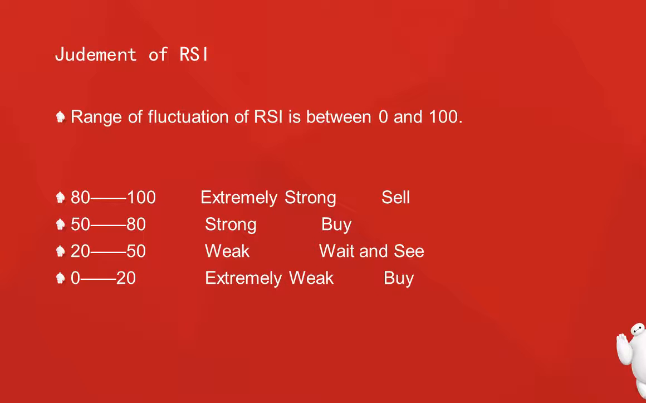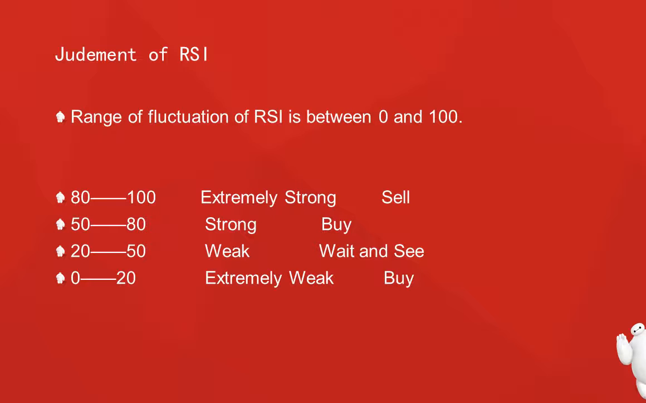So we can see the next one. The judgment of RSI: the range of fluctuation of RSI is between 0 and 100, okay? This is the parameter value. If you see the RSI is between 80 and 100, this is extremely strong. You should prepare for selling, because when it is extremely strong, the market may have some rebound or correction. The next one, 50 to 80, strong area. You can buy and keep your stocks. Then, if you see the RSI is 20 to 50, weak area, you should wait and see, okay? So you see here, the parameter is 0 to 20. Extremely weak, you should buy, okay?